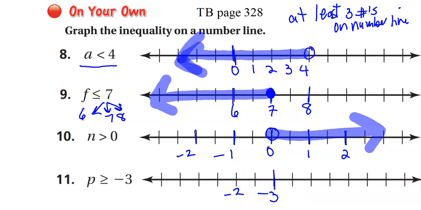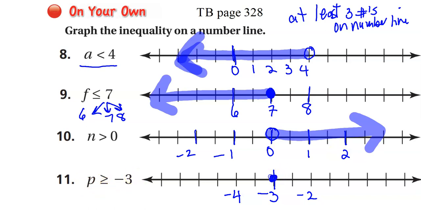Oops, wait a minute, that's not right. It has to count from the 0, right? So this should be -4, and over here would be -2. Okay, so I'm trying to graph all of the numbers that are greater than or equal to -3.